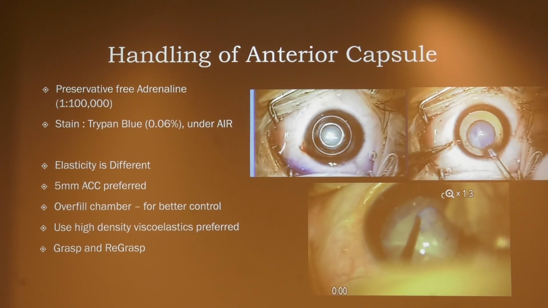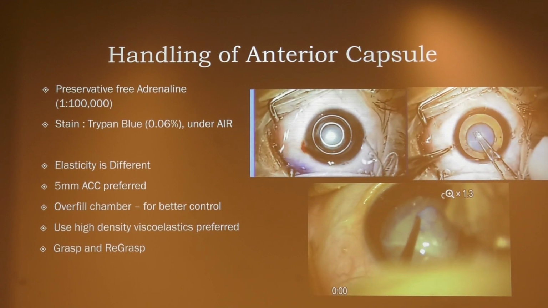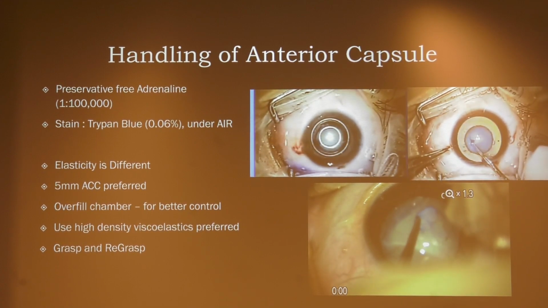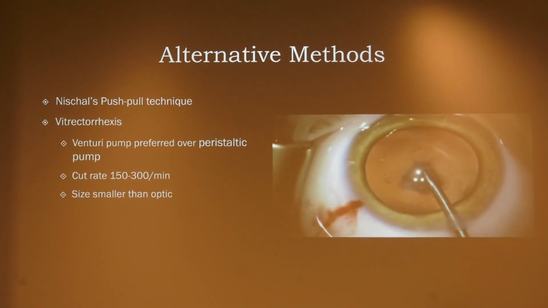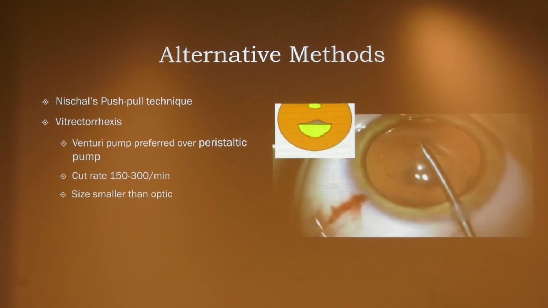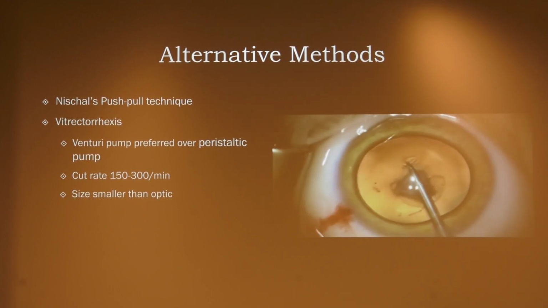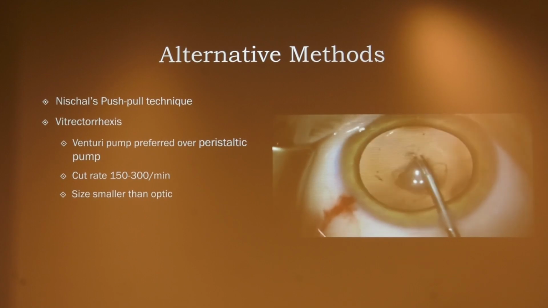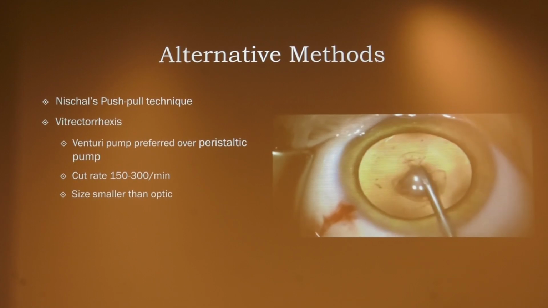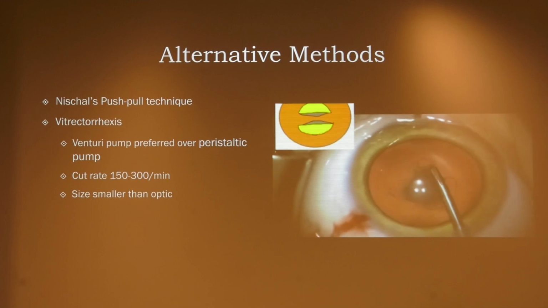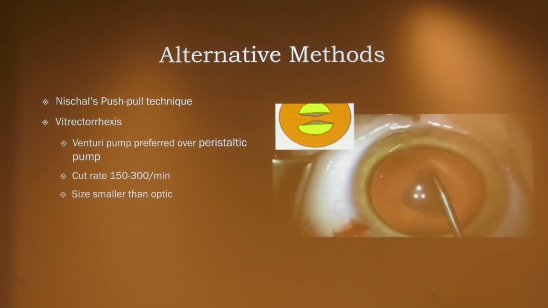And use high density viscoelastics if required. Grasp, re-grasp, and then complete your capsulorhexis by pulling it towards the center. Alternative method, Dr. Nischal has shown in younger children his push and pull method. You can also use a vitrectorhexis technique, where you can put a cut rate of 150 to 300.